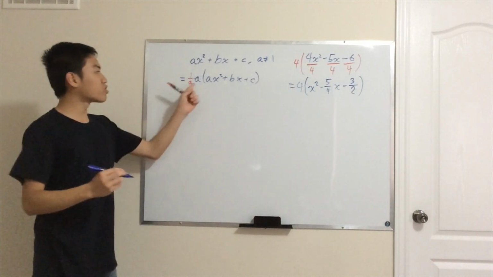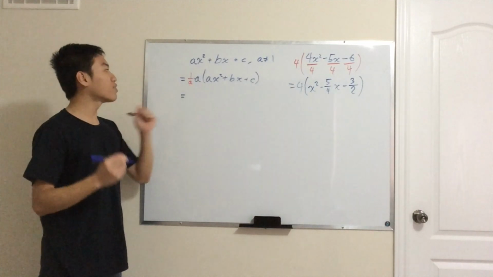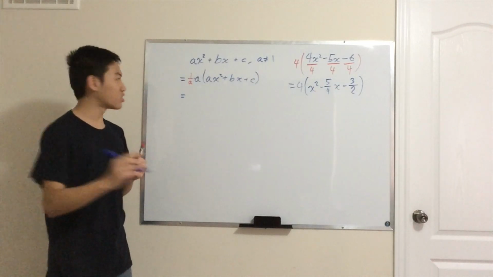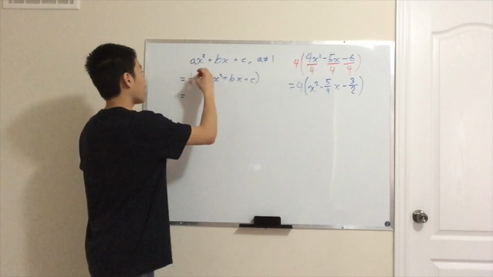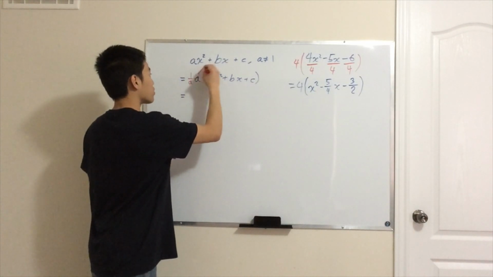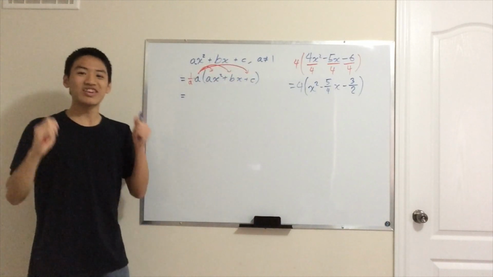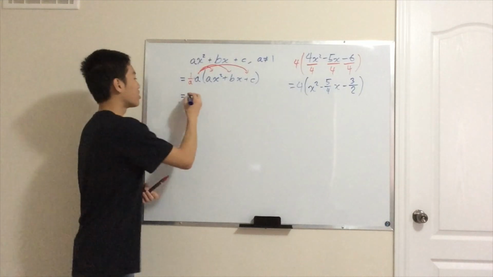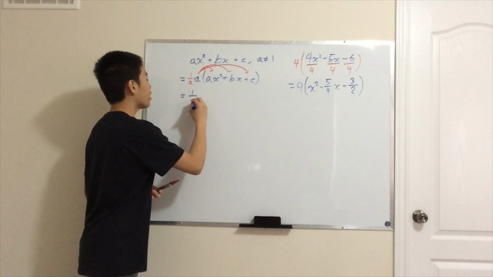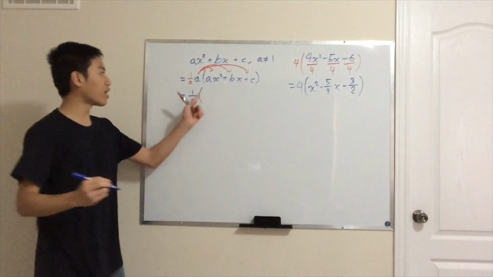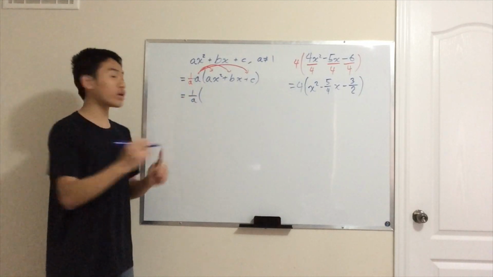Now, I'm only going to distribute this a. We're going to leave the 1 over a on the outside, and you'll see why. So distributing the a, I multiply by the first, second, and third terms. Every term inside. That is just the distributive property at work. So now we have 1 over a, and on the inside, I multiply and I get a squared x squared.